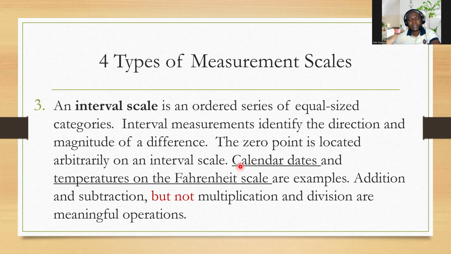Okay, so the interval measurement identifies the direction and the magnitude of a difference. Now, the 0 point is located arbitrarily on the interval scale. An example is our calendar date, the temperature on the Fahrenheit scale, for example. You can carry out operations like addition and subtraction on the interval scale, but not multiplication and division.